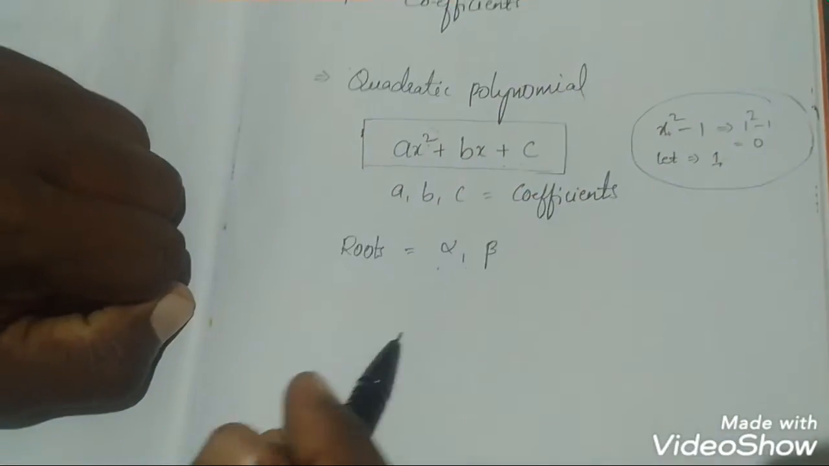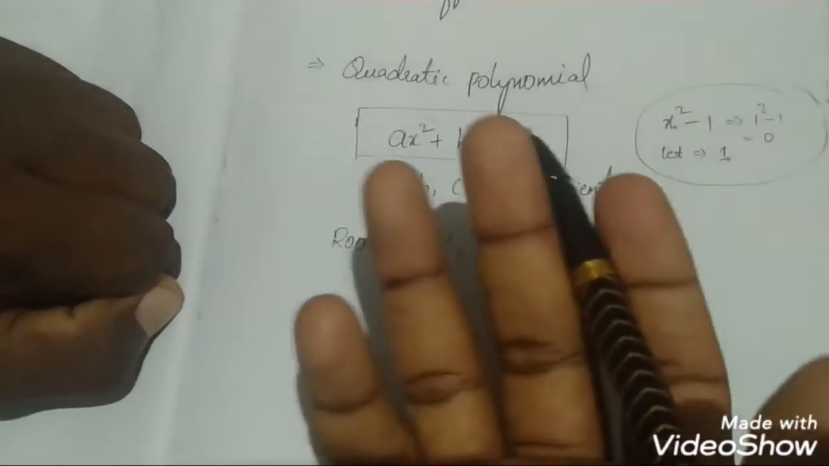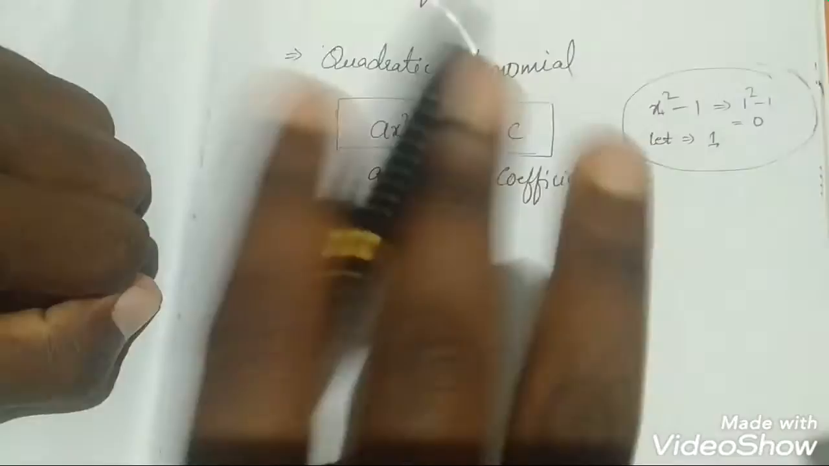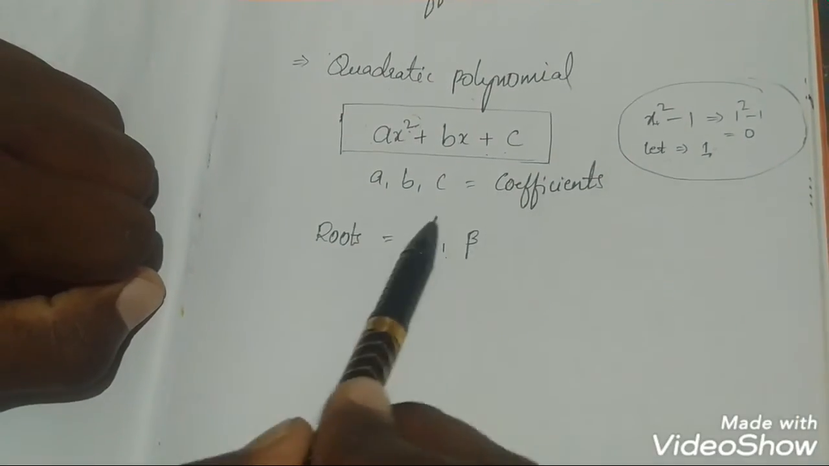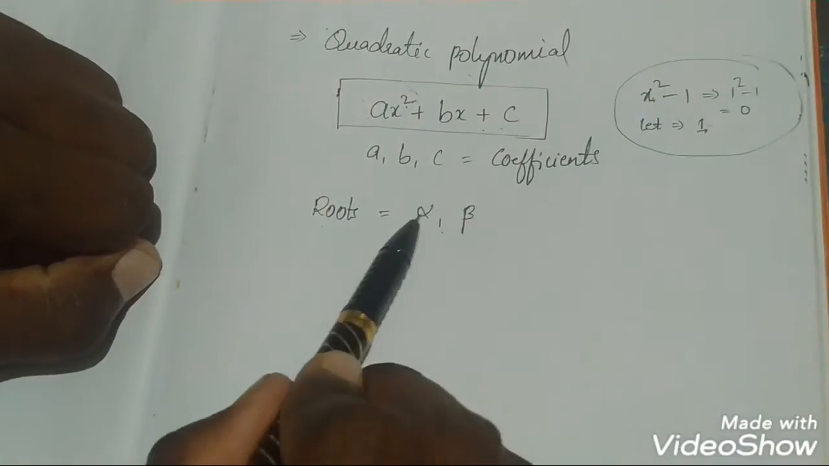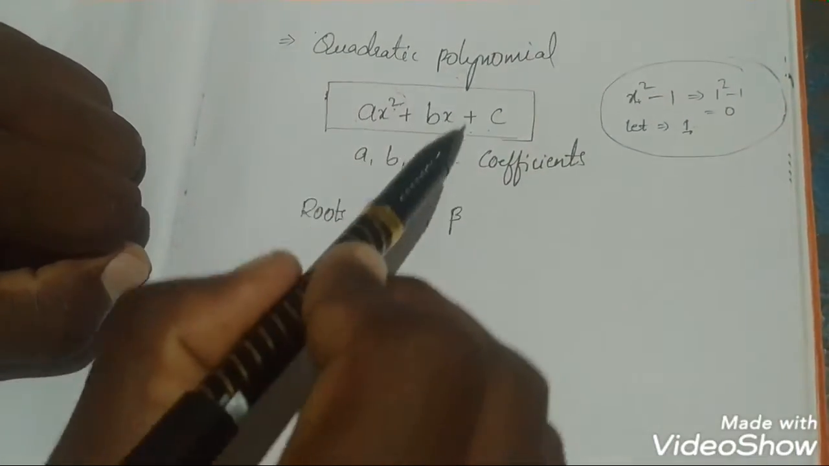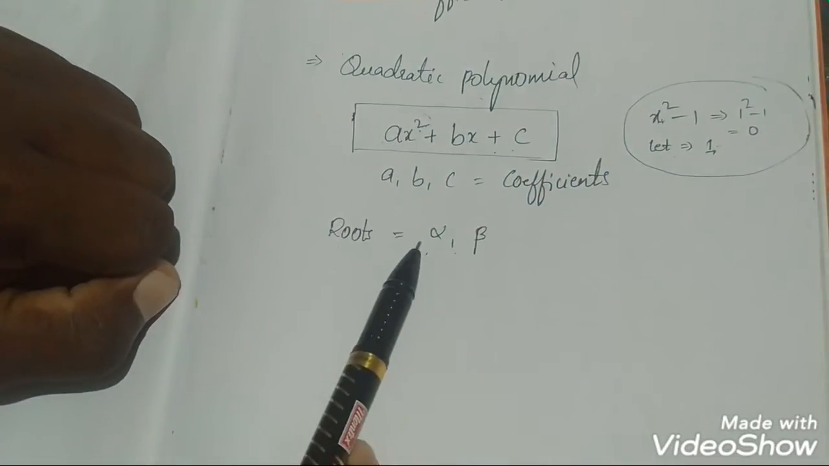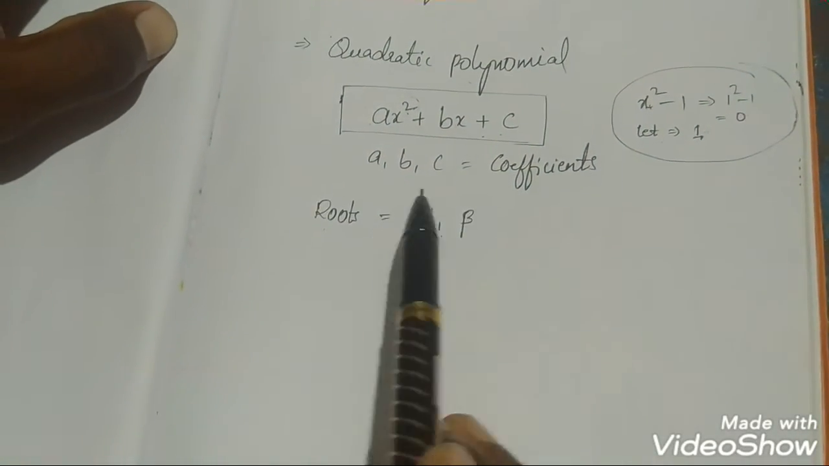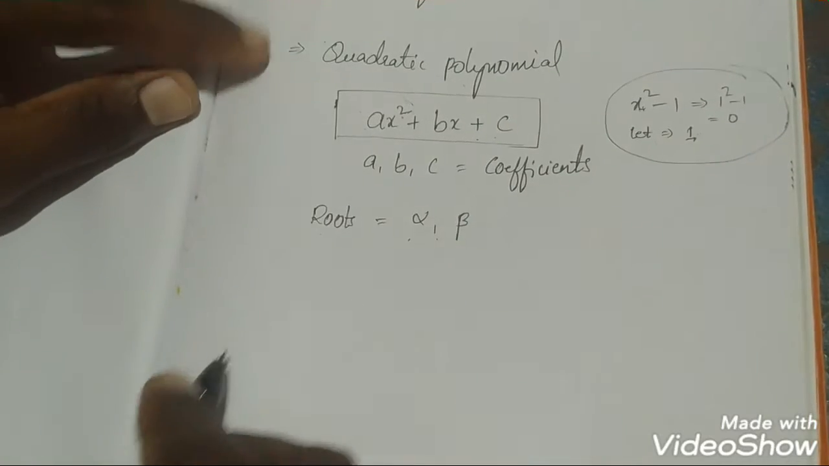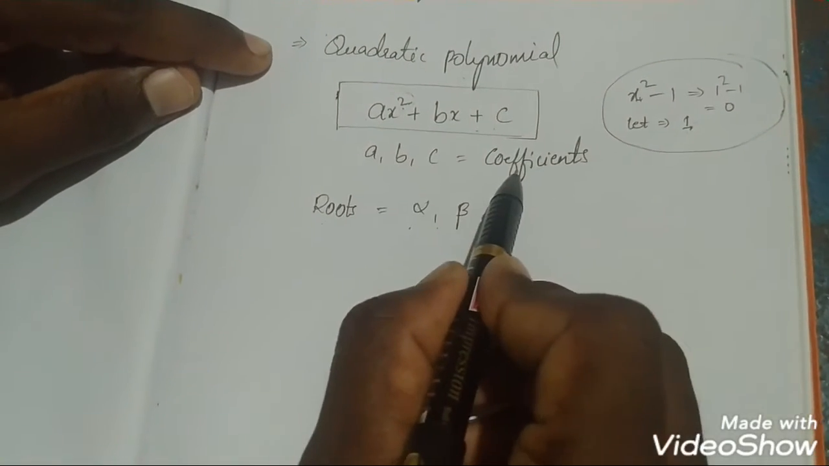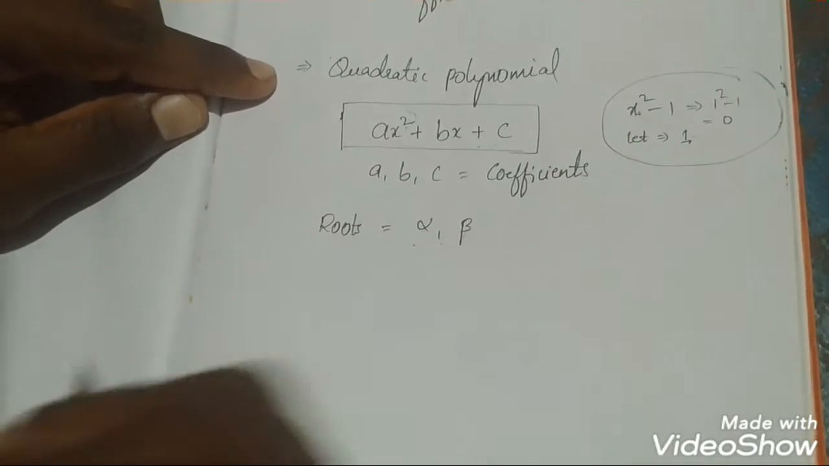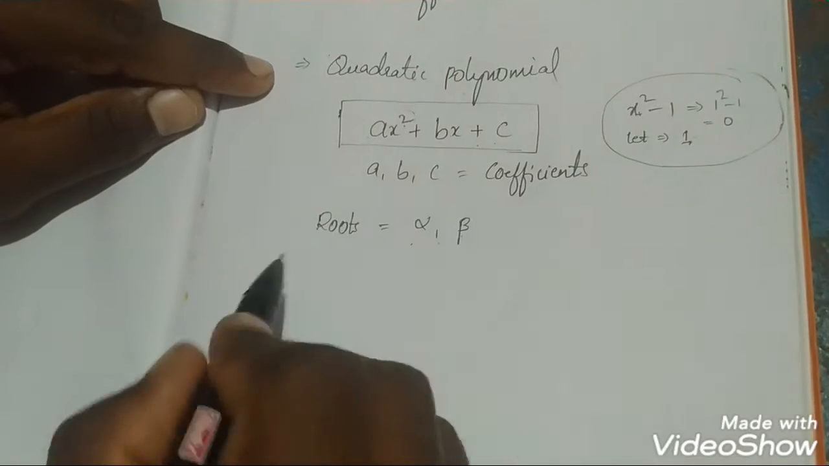Suppose a cubic polynomial is there. Cubic polynomial means the highest degree is 3, and there we will have 3 roots. We don't know what the roots are, so we can take alpha, beta, gamma. But in this case, as it is a quadratic polynomial, the degree is 2, so the roots are only 2, alpha and beta. So a, b, c are coefficients, alpha and beta are roots.